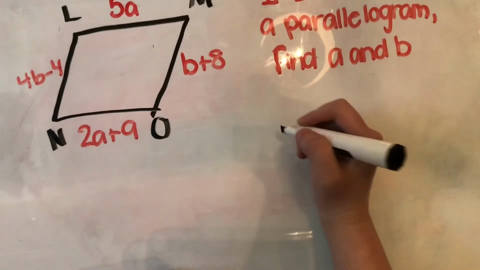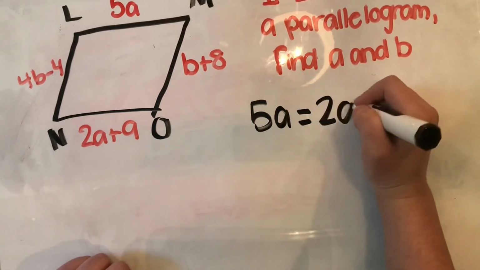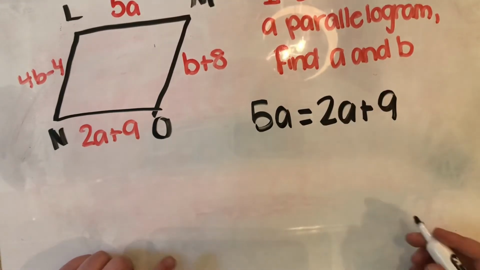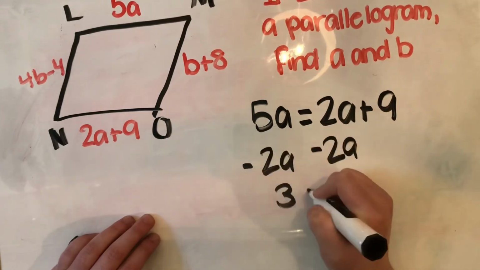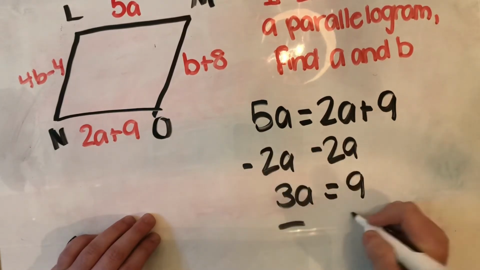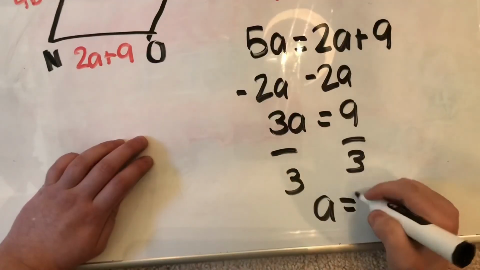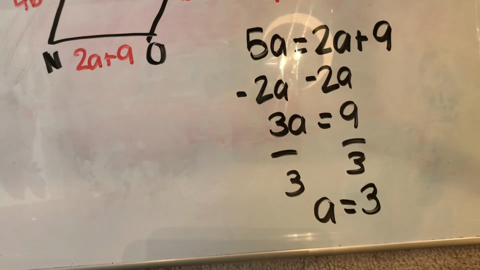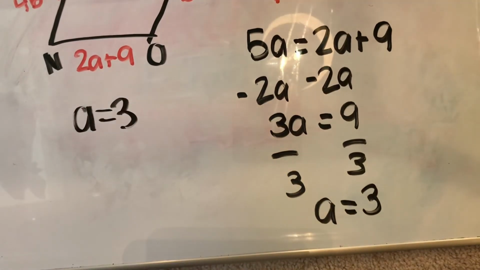So, we can set up 5A is equal to 2A plus 9. So do some quick solving. Subtract 2A. Given 3A is equal to 9, divided by 3, we know that A is equal to 3. So we found A, but now we need to find B. So we write that down so we don't forget.